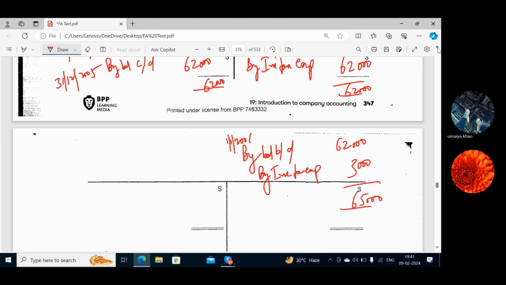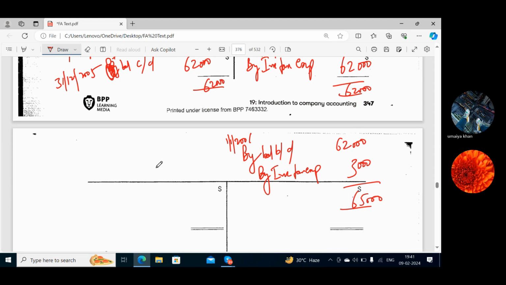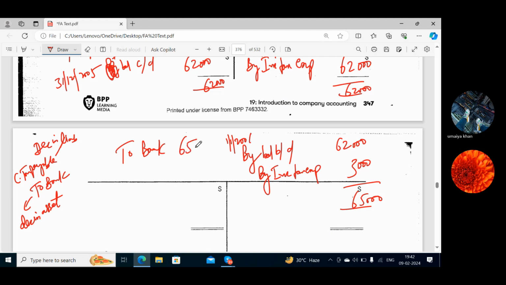So sorry, here we will write two balance, sorry. So see, when we pay the taxes, the entry is current tax payable to bank. That means this liability which was in the credit now will go in the debit, because the liability decrease in liability because you are making the payment in the year 2006, and decrease in asset because cash is also going out, decrease in asset. Okay, so to bank we made the payment of 65,000.